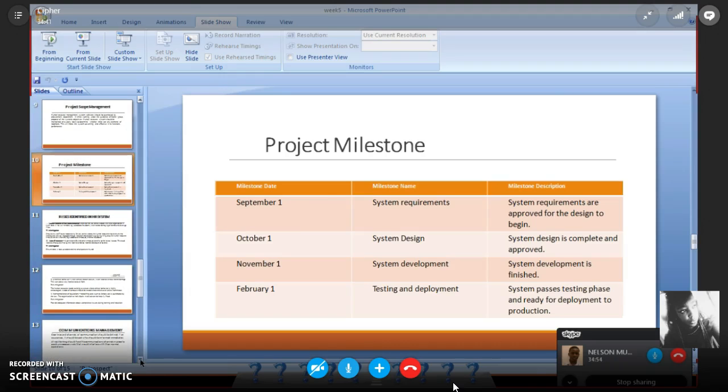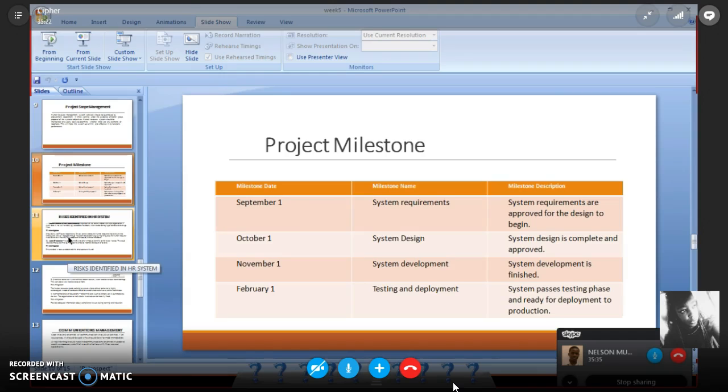We tabulated our human resource system milestones. On September 1st, we shall look at the system requirements, and based on that, the system requirements are approved for design to begin. Then on October 1st is the system design, and the system design is complete and approved. On November 1st, it's the system development, and system development is accomplished. And finally, on February 1st, it is now the period for testing and deployment, and the system must pass through the testing phase so that it can be deployed for production in the organization.